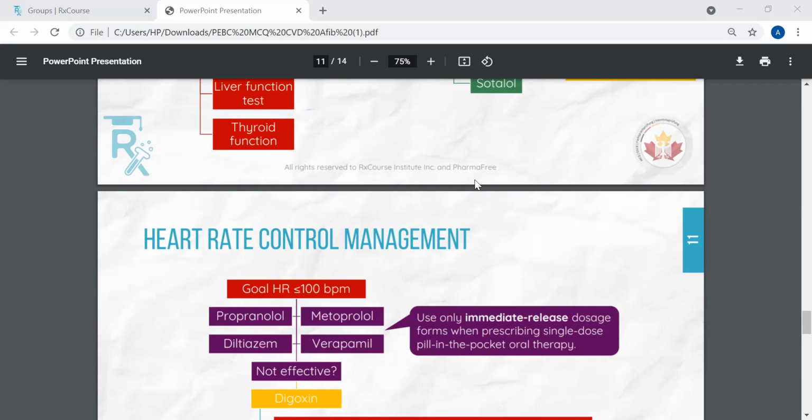Do you know why? Because if you don't control the rate, what will happen in atrial fibrillation? If the rate is not controlled, the contractility will not be controlled and the patient might develop congestive heart failure. The patient might develop a stroke. So I need to control the rate. Then there are some cases where I will consider the rhythm control in addition to the rate control.